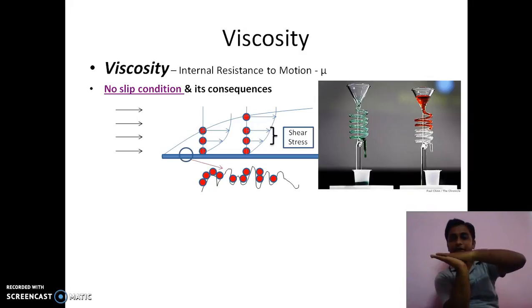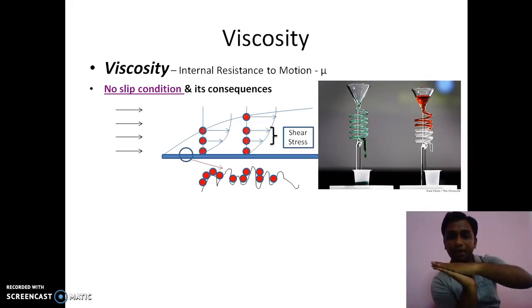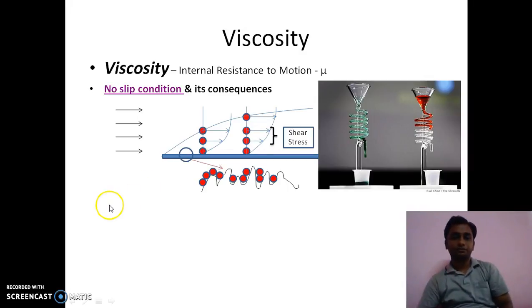So one layer is resisting the motion of another. This layer is trying to move in the forward direction, but this bottom layer is resisting its motion. So this is nothing but what? A tangential force acting on an area, which is nothing but force per unit area, that is shear stress. So shear stress will get developed between the two adjacent layers of the fluid.